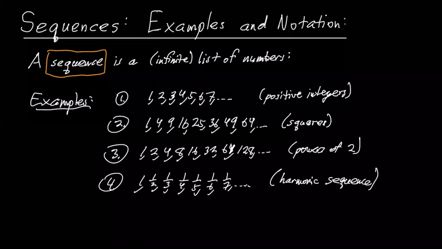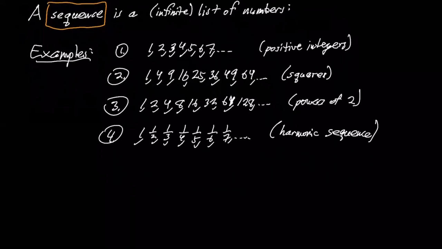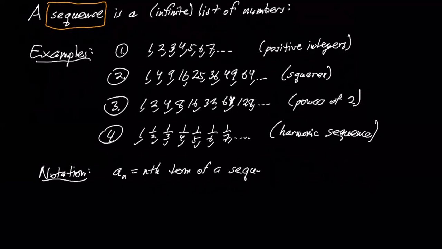And let me talk about a little bit of notation, because how do we write down mathematically a sequence, right? So the notation is that we would write something like a sub n for the nth term of a sequence. This is just standard. I mean, you could say b sub n or x sub n, or you could use different letters.